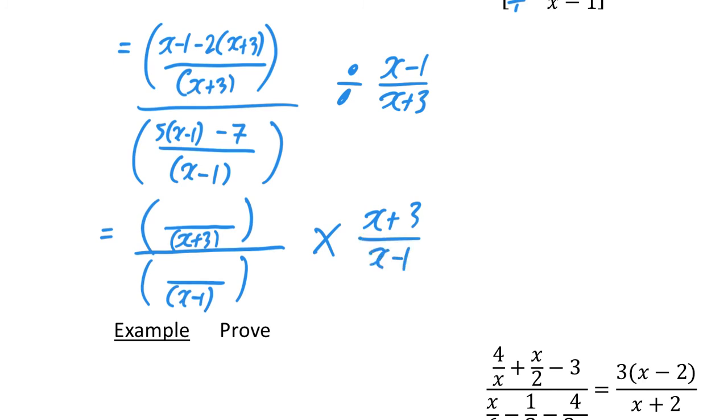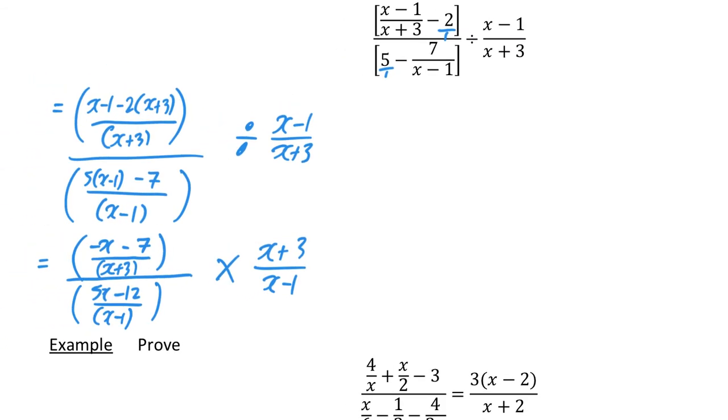Sort out that top line. You're going to have x minus 2x, which is going to be just minus x. And you're going to have minus 1 minus 6, which is going to be minus 7. And the bottom line, you're going to have 5x minus 5 minus 7, which is going to be 5x minus 12. And then we can go from here. So I will go up to here to do this again.